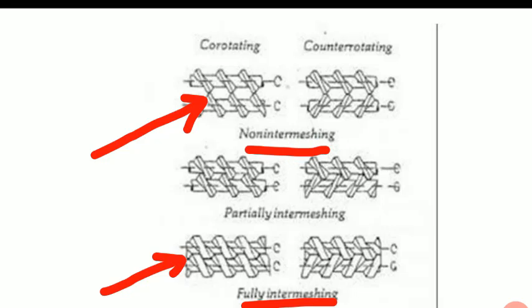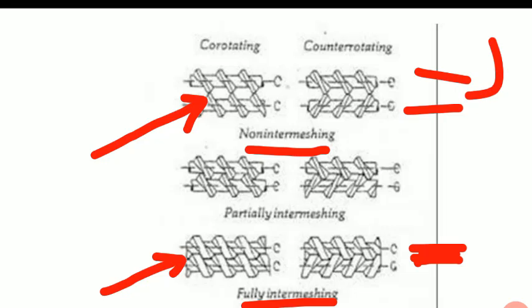You see the difference? Here the rolls are separate, but here the rolls touch each other, that is intermeshing. This is non-intermeshing. There is a gap between these two rolls, and here there is no gap between these two rolls. These non-intermeshing twin screw extruders are sometimes referred to as tangential twin screw extruders.